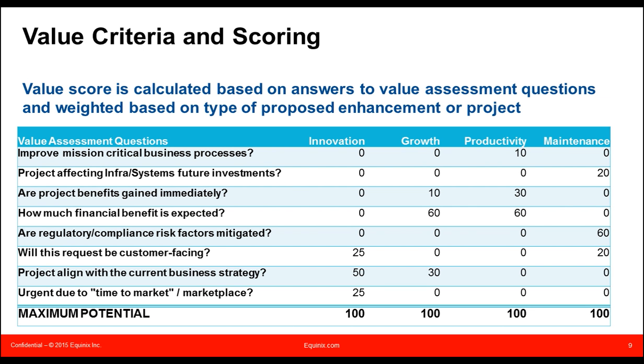So business cases. So like I was mentioning, we have our risk criterion scoring. So we have a set of, I think, 8 questions here, which each of the questions have a certain score assigned to it based on the answer to that question. And the answer to that question, the score is aligned to the type of project or enhancement it is. So we have 4 main buckets that these can fall into. We have innovation, growth, productivity, and maintenance.